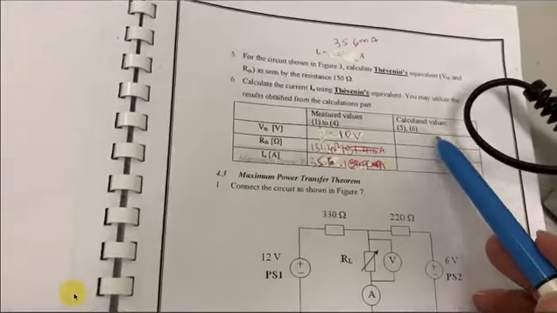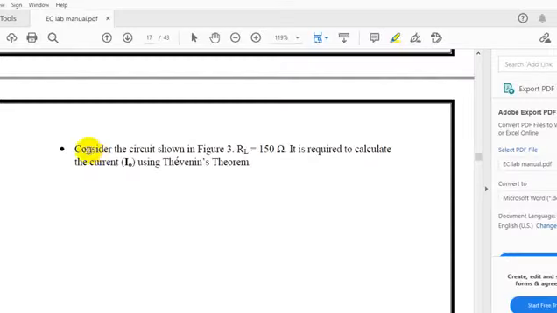Okay, and do the calculation part. If you conclude our experiment 2, see here, consider the same circuit. RL is 150 ohm. It is required to calculate the current I naught using Thevenin theorem. So to do it with the Thevenin theorem, just draw the circuit here and do the calculation part. If you have any doubt, you can ask me by mail, and we can perform the same experiment in the lab in week 3 tomorrow, inshallah.